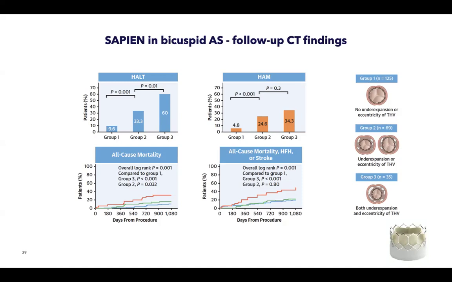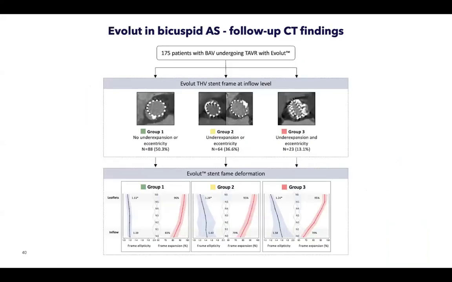This shows that TAVI is good and well in bicuspid, but if we leave our TAVI prosthesis, our stent frames, underexpanded, for sure a SAPIEN, it is a problem. You expose your patient to higher stroke risk, higher mortality risk.